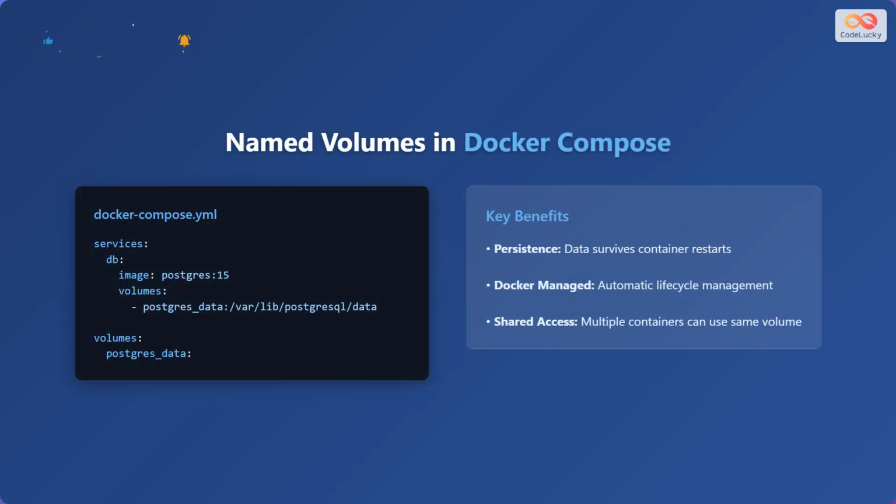Here is an example of named volumes in Docker Compose. In the docker-compose.yml file, under Services, define a database. Use the image Postgres version 15. Then define the volumes as Postgres_data, var/lib/PostgreSQL/data. In the volumes section, define Postgres_data. Key benefits of named volumes are persistence, Docker-managed automatic lifecycle management, and shared access, which means multiple containers can use the same volume.